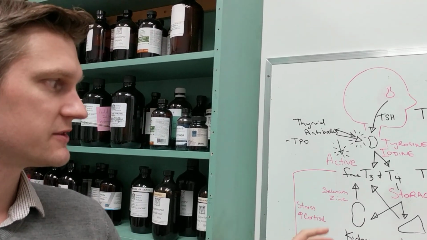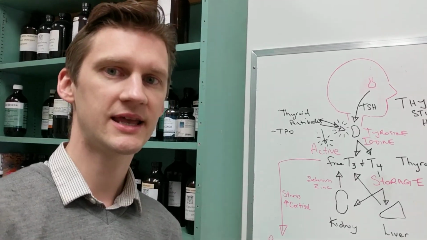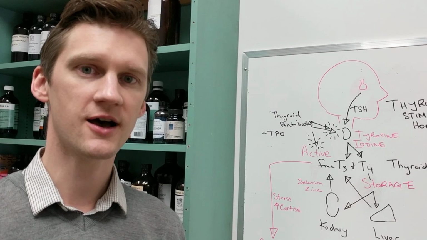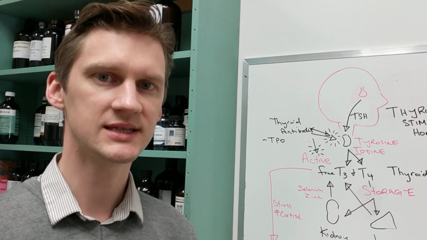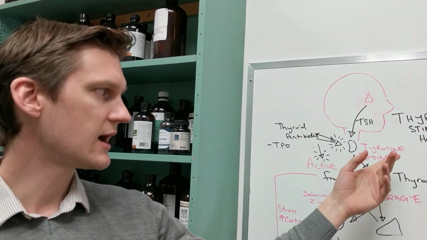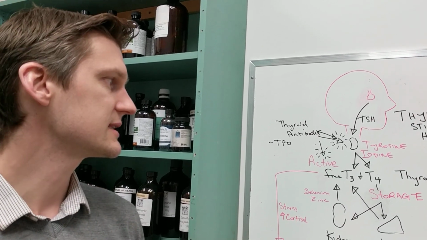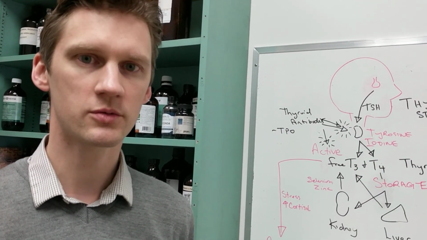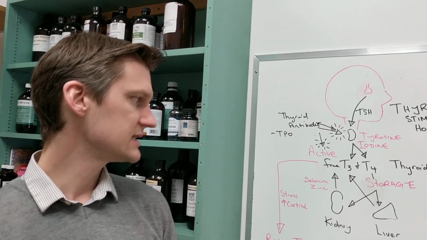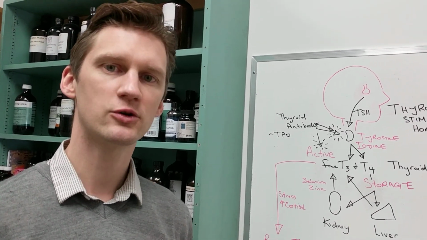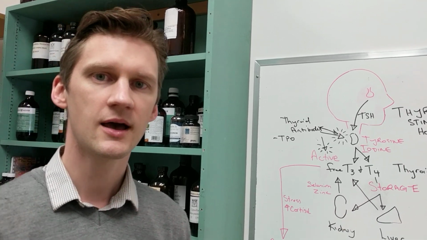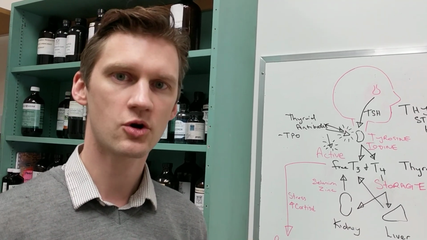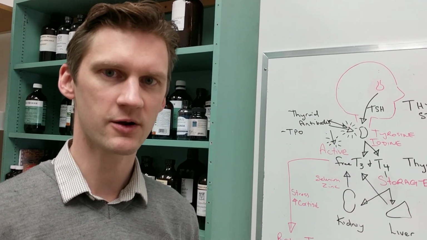And you can see there are some deficiencies that can occur that interfere with production of the active form of thyroid, T3. So we see nutritional deficiencies in things like iodine or tyrosine. Those are needed to make the thyroid hormone. We also see deficiencies in selenium and zinc, and those are required to convert the storage form of thyroid hormone into the active form of thyroid.